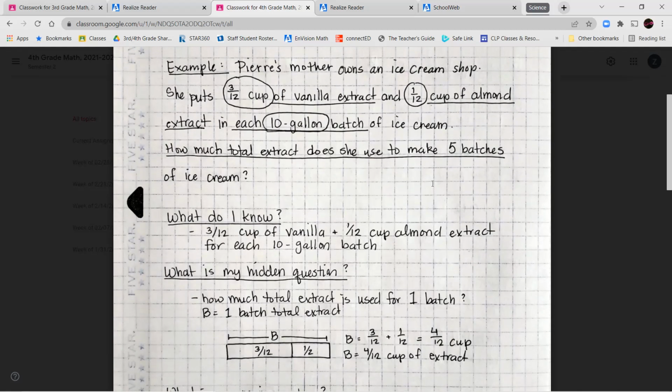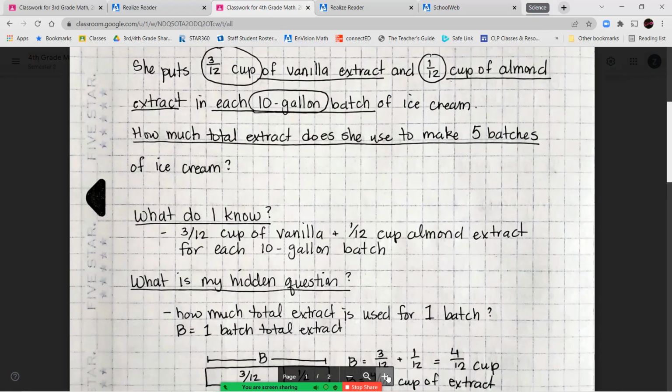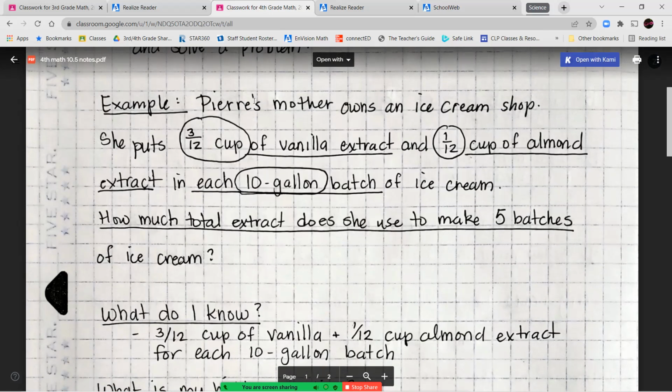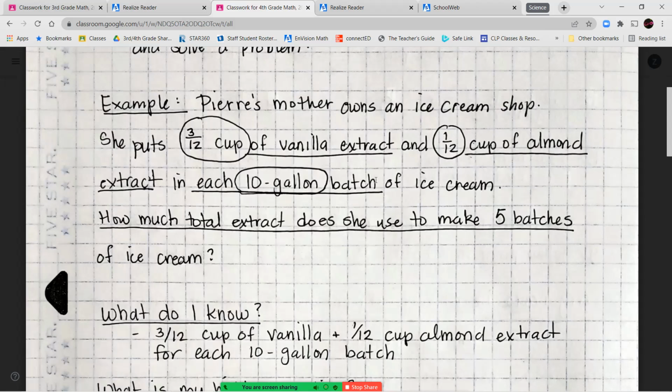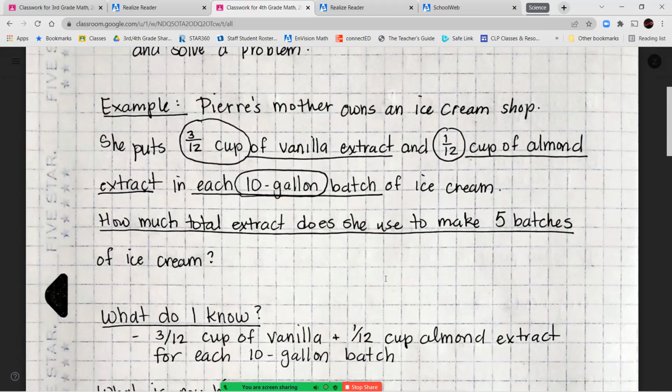So for our first example question here, it says Pierre's mother owns an ice cream shop. She puts 3/12 cup of vanilla extract and 1/12 cup of almond extract in each 10-gallon batch of ice cream. How much total extract does she use to make 5 batches of ice cream? So over here, I've annotated our question. I've circled the numbers and underlined the important parts. I've underlined what they're asking us to do.